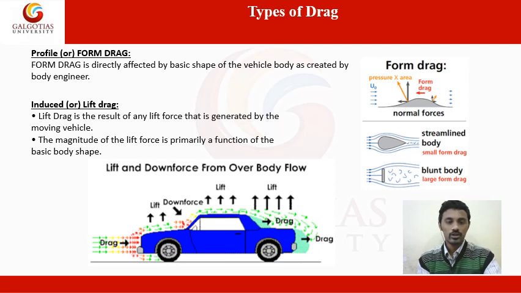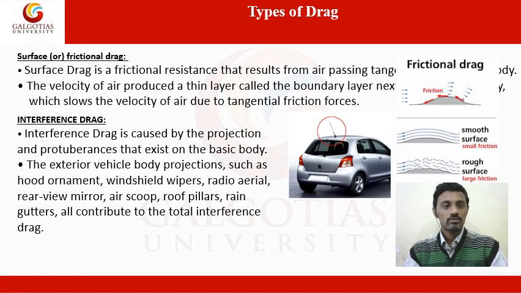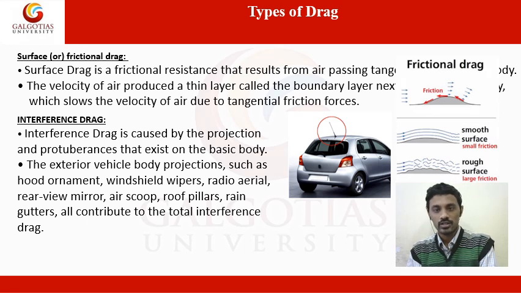So here you can see in the diagram the lift and down force from over body flow. Lift drag, as I told you, is the force that occurs whenever a moving object redirects the airflow coming to it. The next one is called surface or frictional drag. Surface drag is a frictional resistance that results from air passing tangentially. The velocity of air produces a thin layer called the boundary layer, which slows the velocity of air due to tangential frictional forces. The next one is called interference drag.